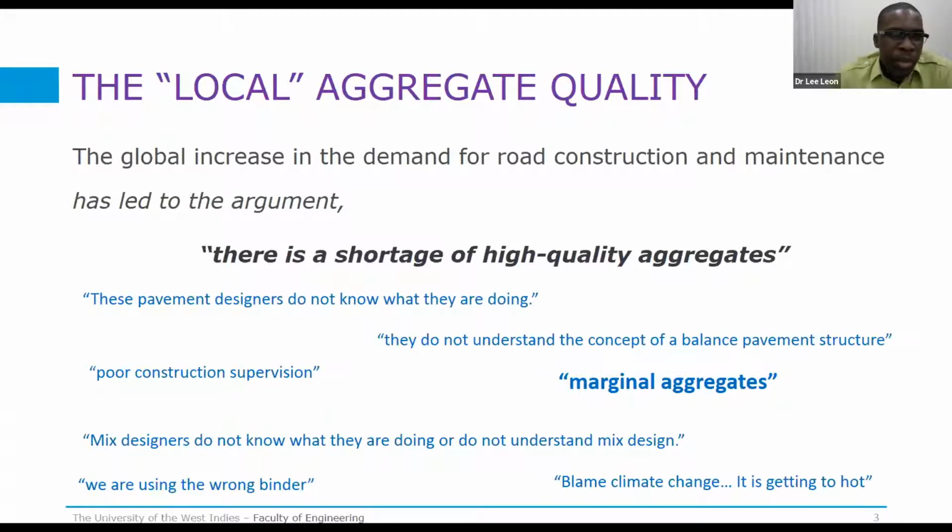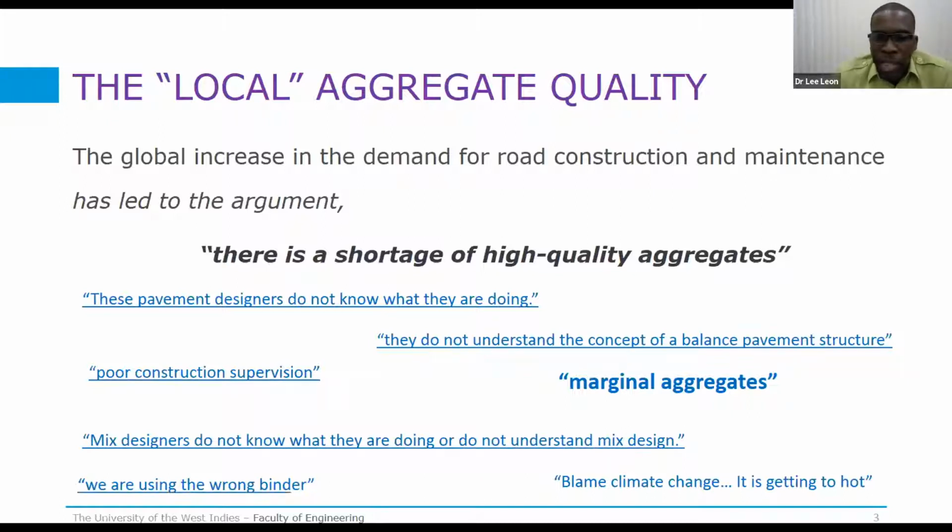This has led to people asking questions or making comments such as: these pavement designers do not know what they are doing, because our roads are still failing. Blame climate change for the increase in the heat, so that's why we have an increase in the rutting and the stresses in the pavement. We are using the wrong binder. And one of my favorites: our aggregates are marginal.